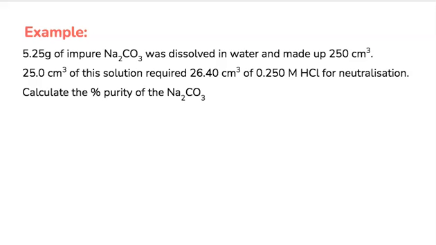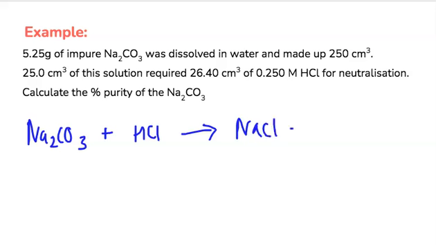So the equation is sodium carbonate plus HCl. And since this is a carbonate reacting with an acid, we'll get a salt, which will be sodium chloride. We'll get water and carbon dioxide. Now it's not balanced, so I need to balance it before we go any further. And I'll use the method that we went through earlier for balancing equations as well.